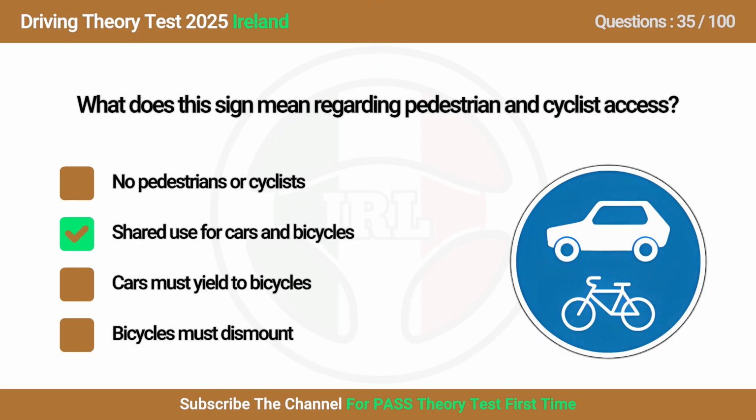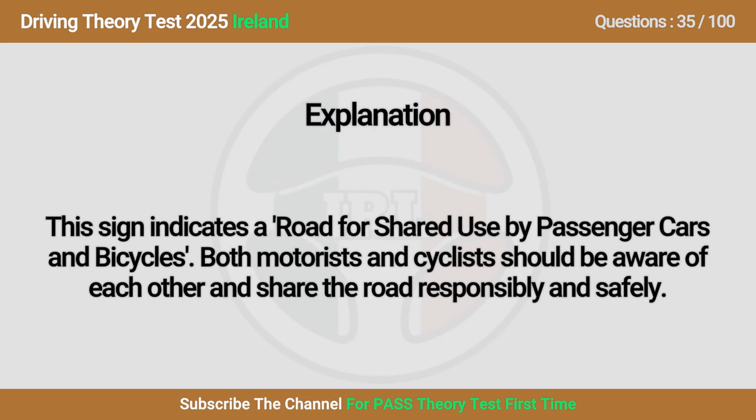Answer is B. Shared use for cars and bicycles. This sign indicates a road for shared use by passenger cars and bicycles, and both motorists and cyclists should be aware of each other and share the road responsibly and safely.